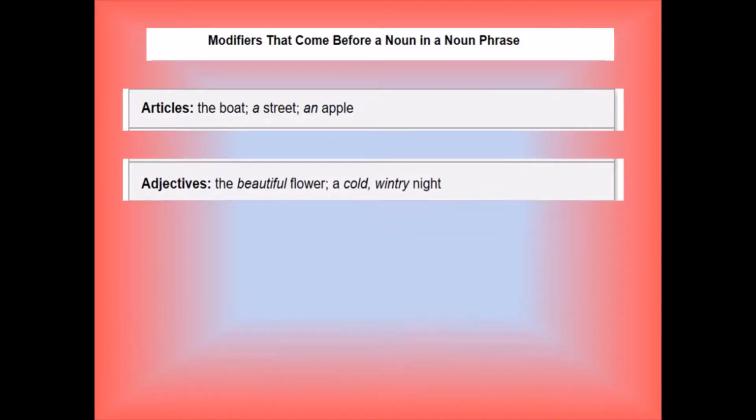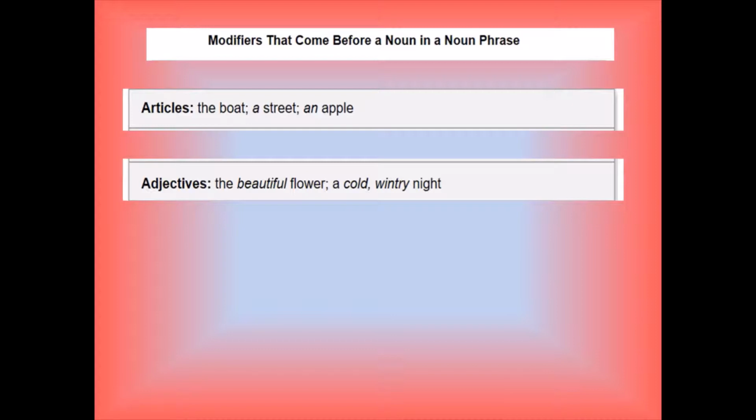Next one, we have adjectives. Here are some phrases. The beautiful flower, a cold wintry night. Now, in the first phrase, we have the adjective beautiful, which refers to the word flower.